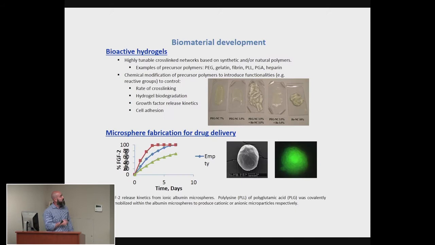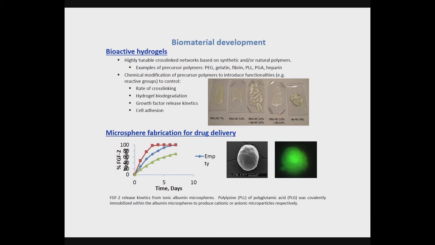So basically, a bird's eye view of what we do, we first start with a biomaterial selection. So we select a proper biomaterial, and then we modify it to render it more adequate characteristics for the intended purpose.